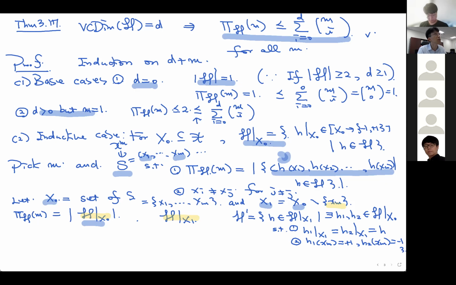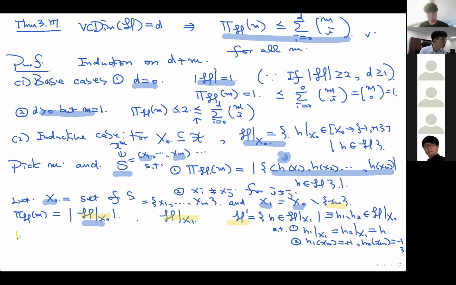So h prime that we just defined is a subset of h restricted to x1. Okay, so why are we doing this? We are doing this because we want to do some induction using h restricted to x1 and h prime. And the induction will let us prove this theorem. And the reason is what I'm going to tell you.